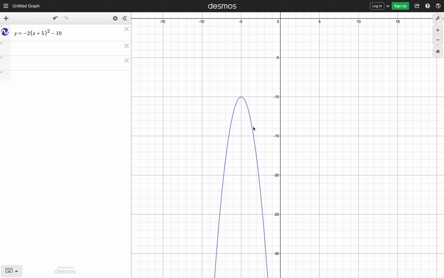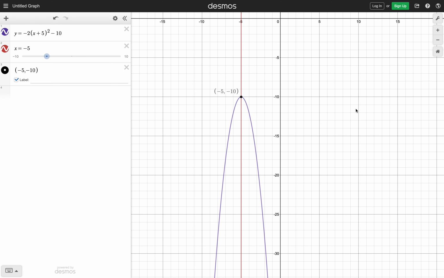The graph is going to be opening downward. In the case of the axis of symmetry, we had x is equal to -5, so that line is in red. And just for the vertex, the location is at -5, -10, and again, the graph is opening downward.